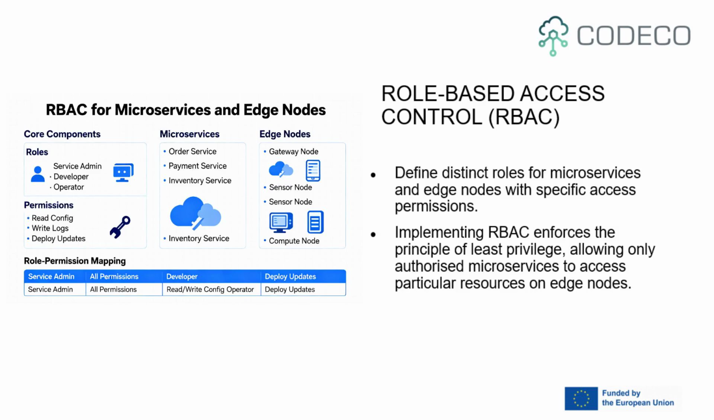Role-based access control, RBAC. RBAC allows you to define different roles for microservices and edge nodes and assign specific access permissions accordingly. By implementing RBAC, you can ensure that only authorized microservices can access specific resources on edge nodes. This reduces the attack surface and enhances security by enforcing the principle of least privilege.